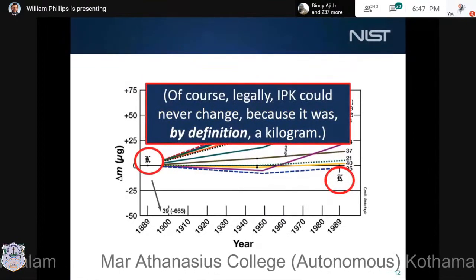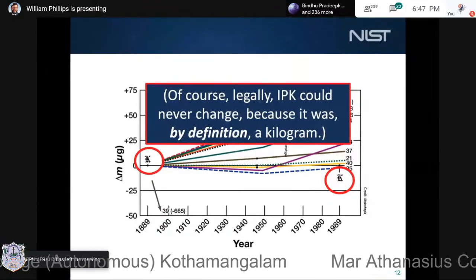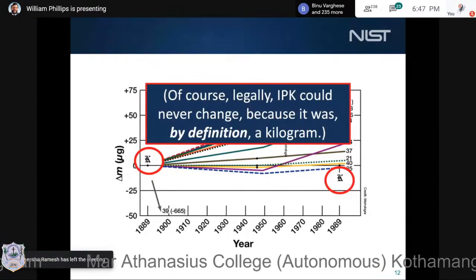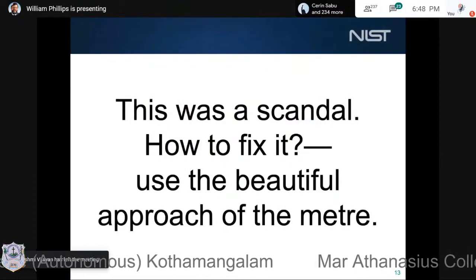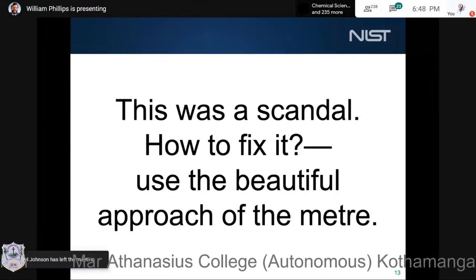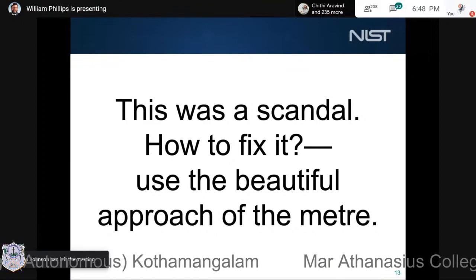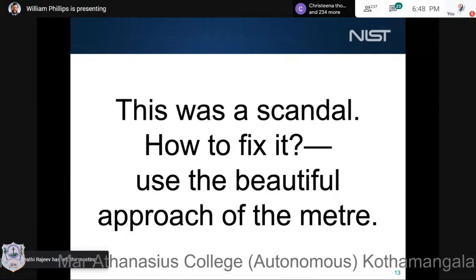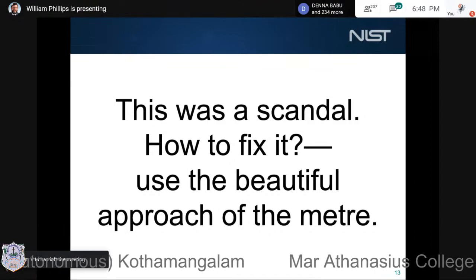But of course, by definition, the international prototype of the kilogram cannot change. It's always the same. It's the definition of the kilogram. And so it seems we need some new definition of the kilogram. And how are we going to fix this scandalous situation where the mass of our standard of mass appears to be changing? Well, we're going to use the same beautiful approach that we used in redefining the meter. We're going to define a value of a fundamental constant of nature.